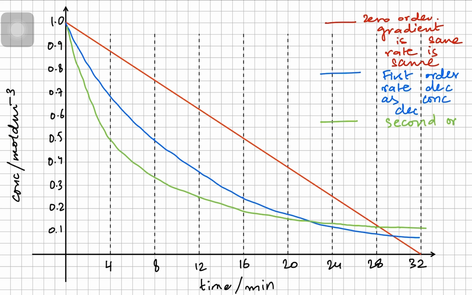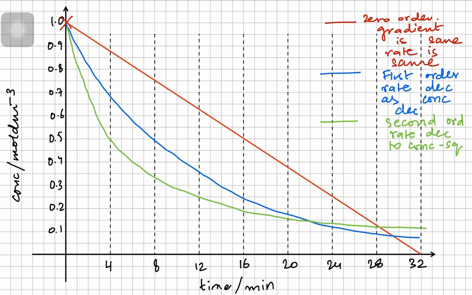The green line shows a second order reaction where the rate does not only become slower, it becomes slower with the power square because the concentration is falling, and that is why the rate becomes immensely slower.